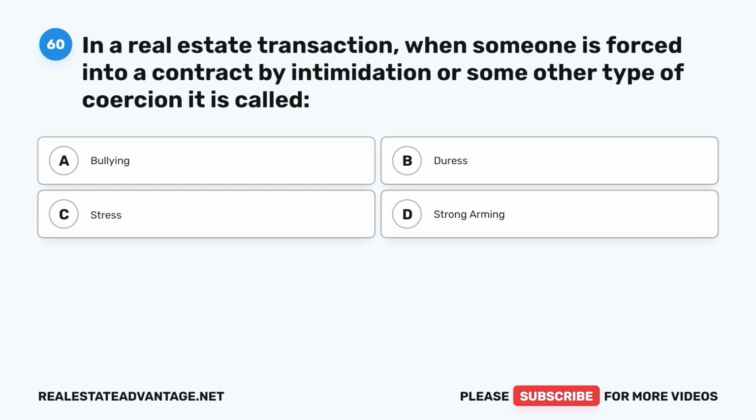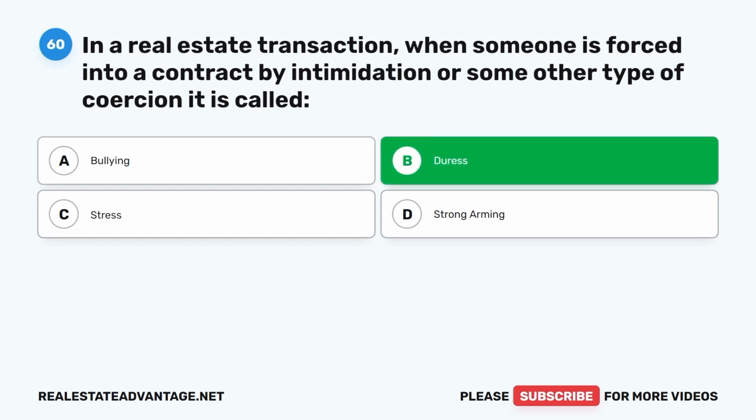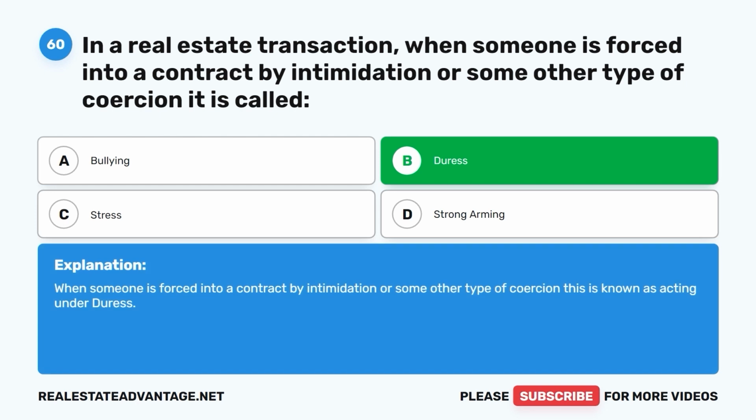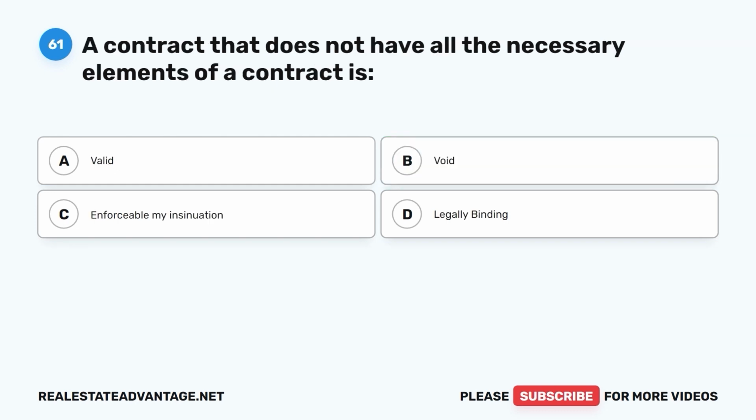Question 60. In a real estate transaction, when someone is forced into a contract by intimidation or some other type of coercion, it is called A. Bullying, B. Duress, C. Stress, D. Strong arming. The correct answer is B. Duress. When someone is forced into a contract by intimidation or some other type of coercion, this is known as acting under duress.